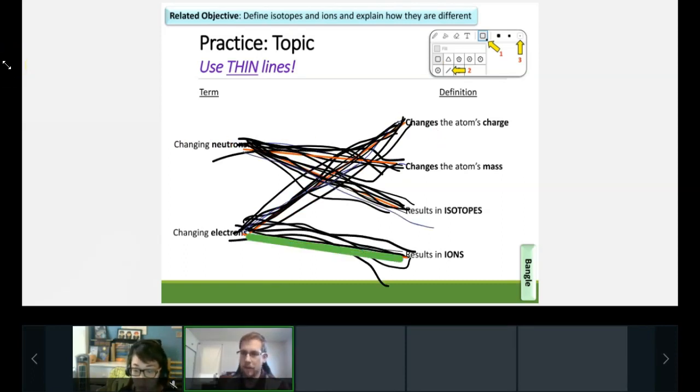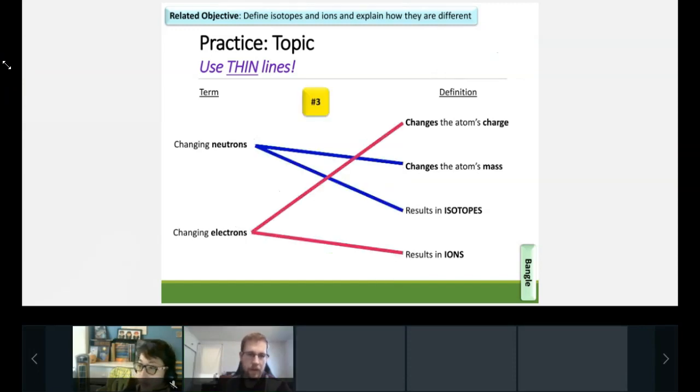All right, cool. So looks like we understand this pretty well. So let's check our work. And yes, we were doing pretty well on that. So it turns out, yeah, changing neutrons will result in a change in the atom's mass, and it will result in something called an isotope, just like how changing the electrons will only change the atom's charge and will result in an ion. All right, so make sure you mark these answers for number 3 in your notes.